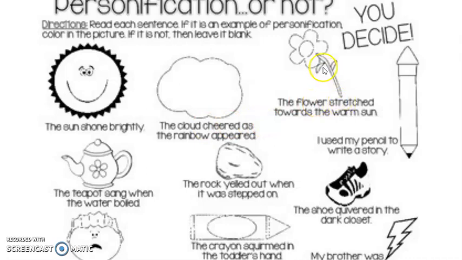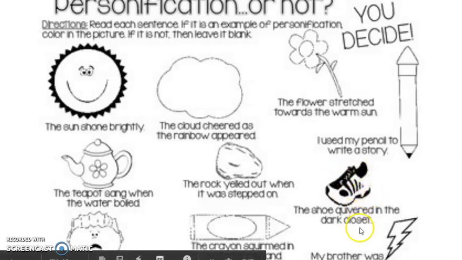The flower stretched towards the warm sun. I used my pencil to write a story. Hopefully you said no. There's really no personification there. I am a person and I'm using a pencil to do what it's intended to do. So it's not like the pencil is coming to life or anything in this example. The shoe quivered in the dark closet. You're saying the shoe is afraid of the dark. Yes, that's personification.